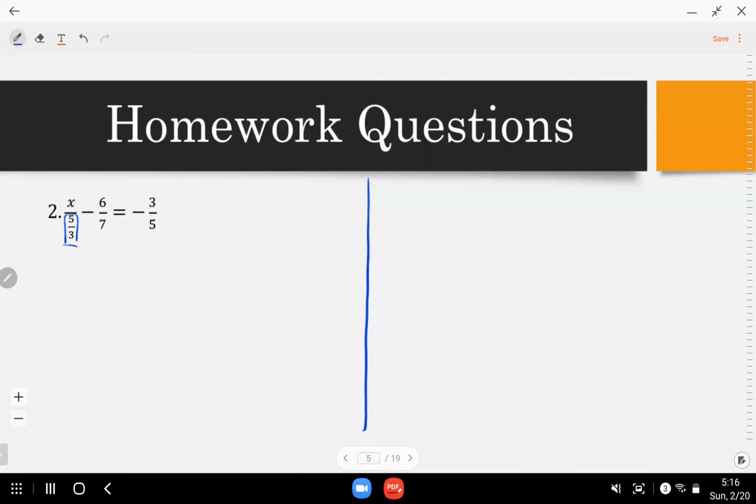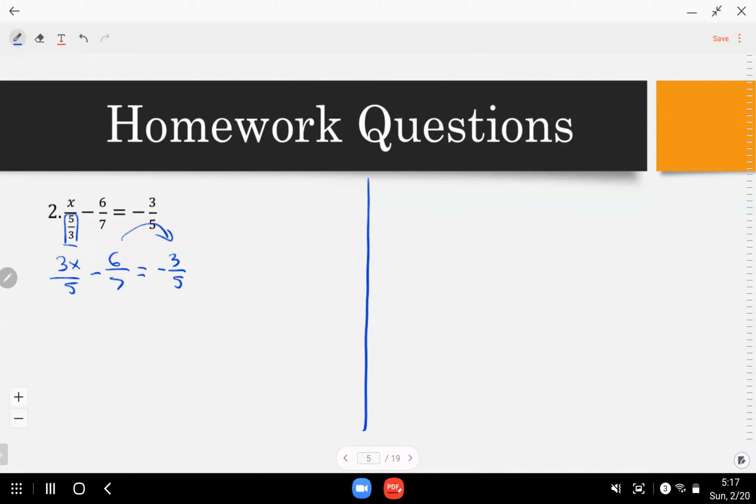So if a fraction is dividing by another fraction, dividing by a fraction is basically multiplying by its reciprocal, right? So that's what we're going to do. So basically x times 3/5. So then we get 3x over 5 minus 6 over 7 is equal to negative 3/5. Okay, then you begin this painful process of moving this to the other side.